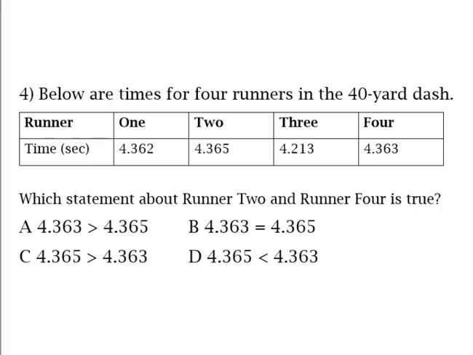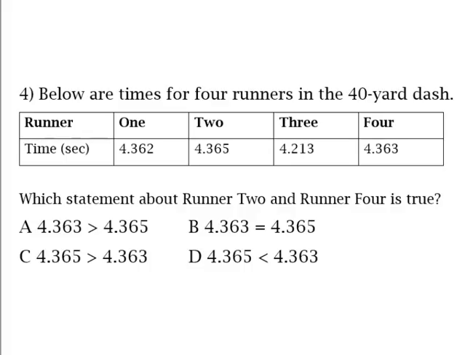Below are the times for 4 runners in the 40-yard dash. Which statement about runner 2 and runner 4 is true? A, 4.363 is greater than 4.365. B, 4.363 is equal to 4.365. C, 4.365 is greater than 4.363. D, 4.365 is less than 4.363.